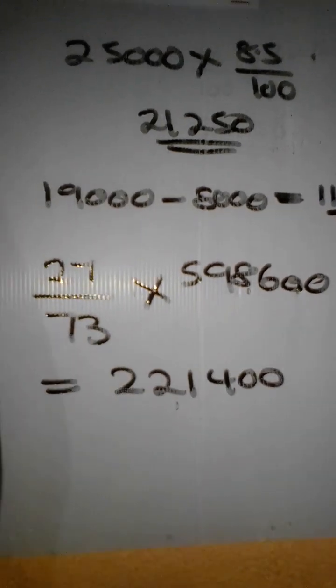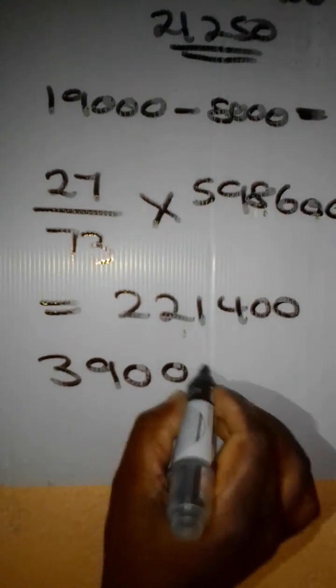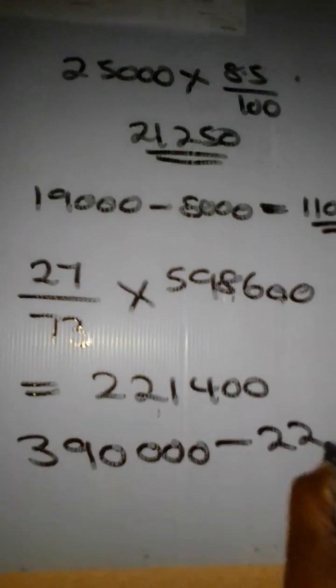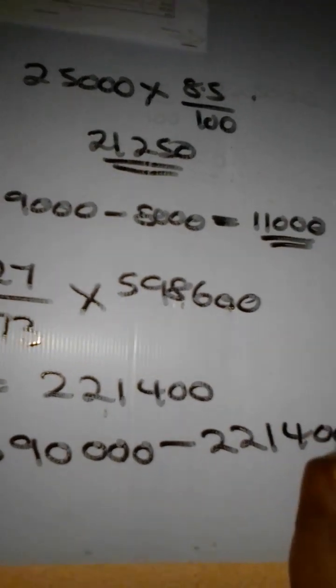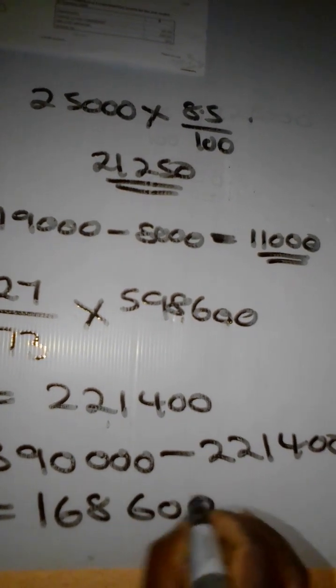But 390,000 has already been paid. So it means they actually overpaid SARS. Let's find out by how much. 390,000 minus 221,400. We are going to get 168,600.